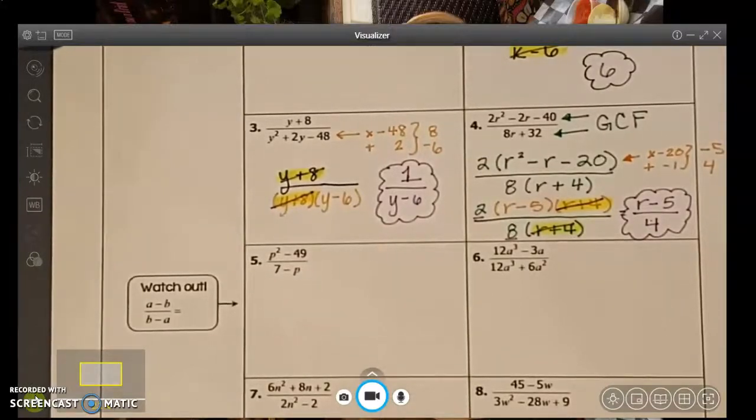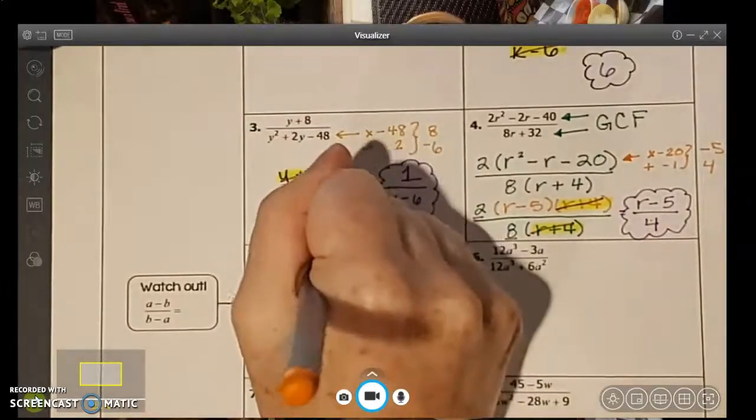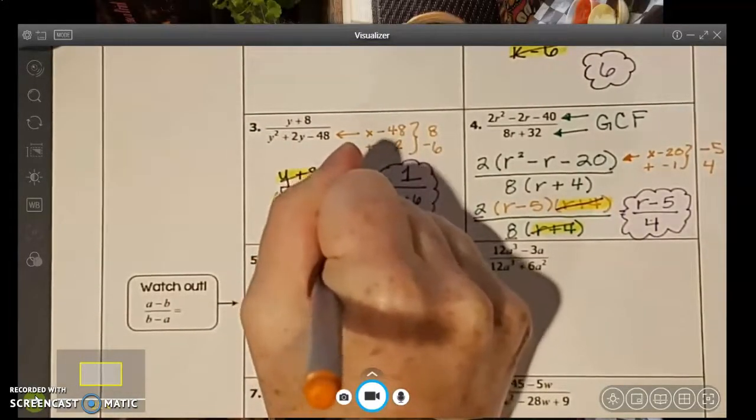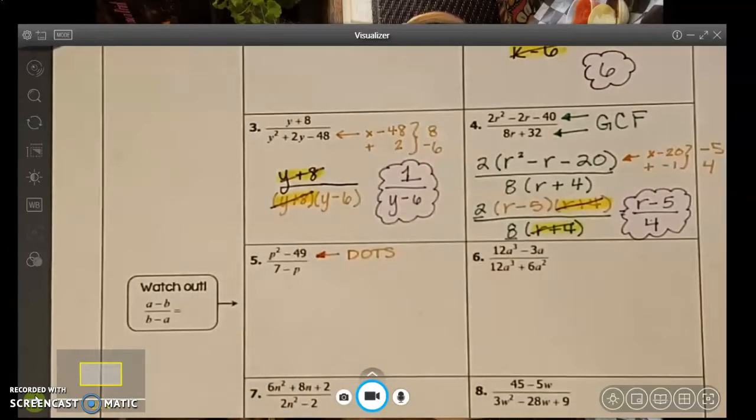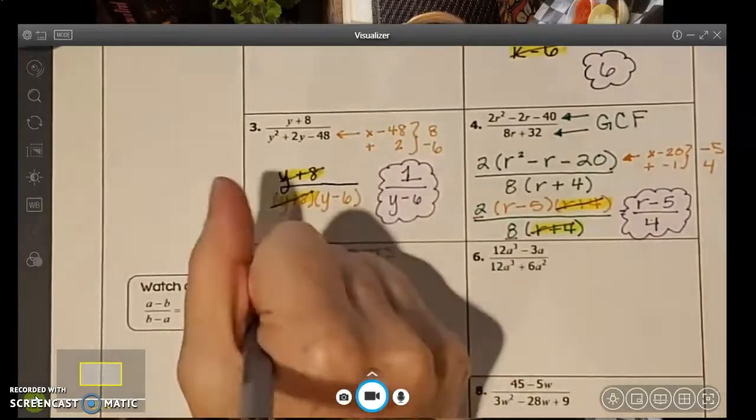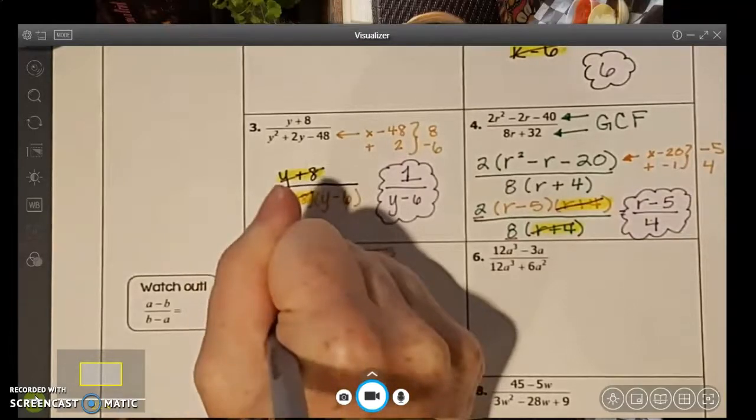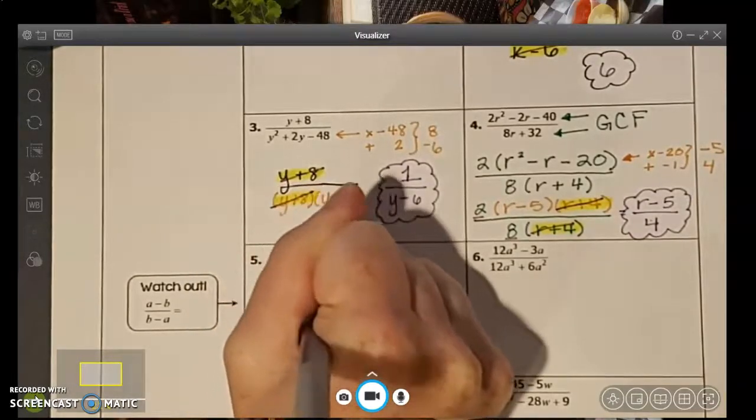All right, number 5, something a little tricky happens, so you got to be careful here. When we factor this numerator, notice that this is the difference of two perfect squares. Hopefully these are becoming easier to recognize. So we take the square root of p squared and the square root of 49, and it's plus minus. So the numerator will be p plus 7, p minus 7.